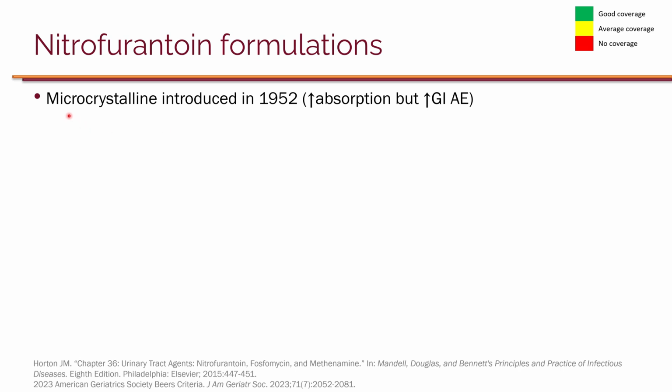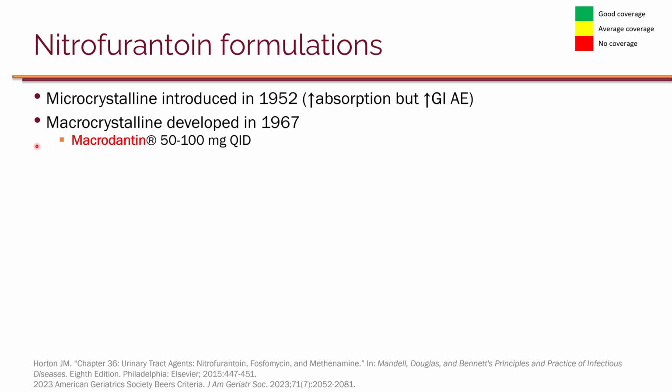When it first came to the market in 1952, it was in macrocrystalline form, which had improved absorption, but it also came with a lot of adverse effects, specifically GI adverse effects that made it difficult for patients to tolerate. Later, by 1967, the macrocrystalline formulation was developed that improved GI adverse effects so people could tolerate it. Unfortunately, it came at the cost of absorption. So because it was not absorbed, this had to be taken 4 times a day. And this still is available on the market as Macrodantin.